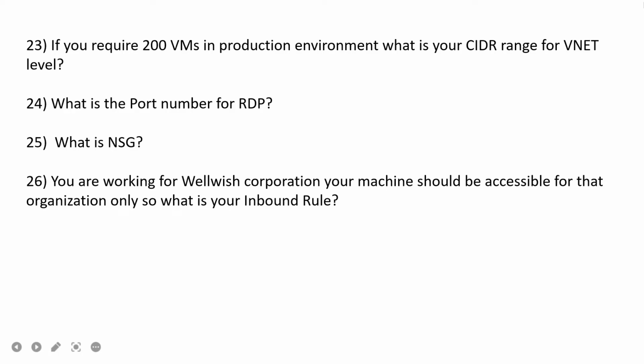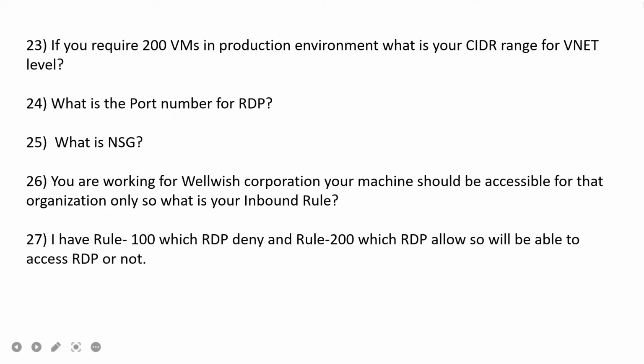Then next question, I have rule 100 which is RDP deny and rule 200 which is RDP allow. So will it be able to access RDP or not? You will not be able to access the RDP, because the first rule has priority 100. The condition becomes true, so it will not check any other condition. So you will not be able to access the RDP in this case.